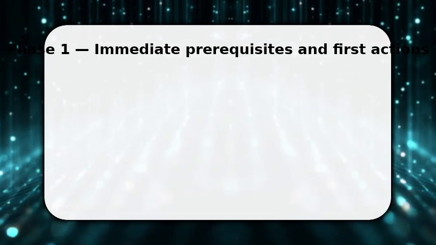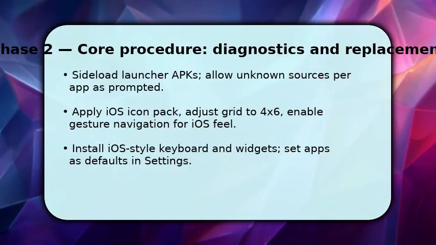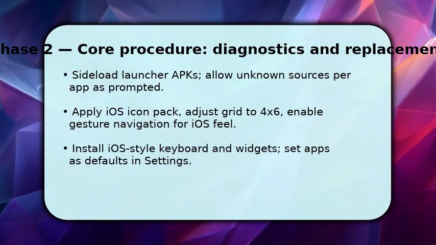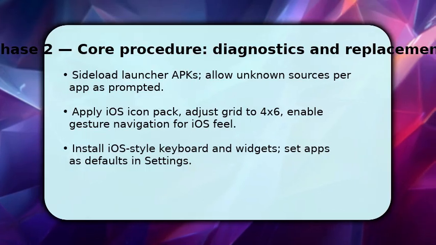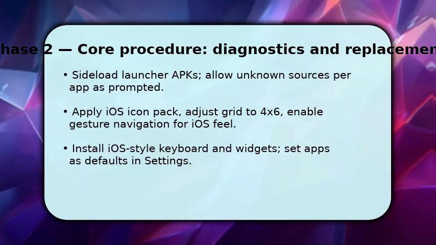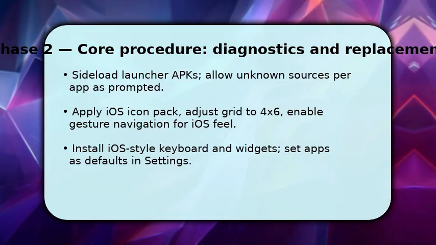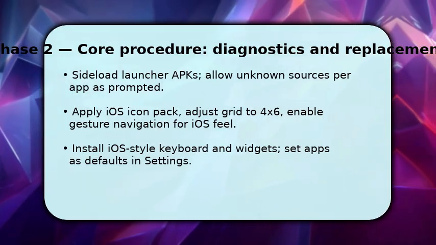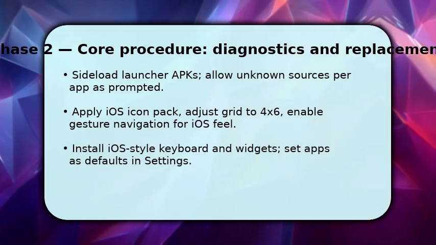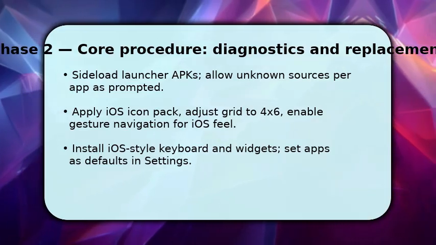You now sideload the launcher and icon pack. Accept unknown sources only for the installer app because Android blocks unknown APKs by default. Once installed, apply the iOS icon pack and set the home grid to 4:6 to mimic spacing. This changes how apps align.